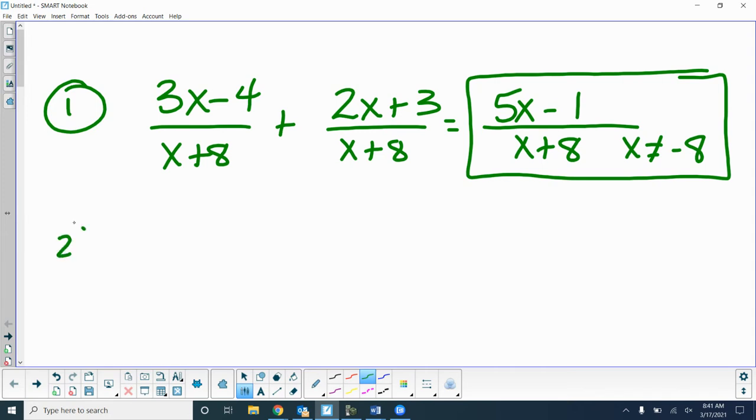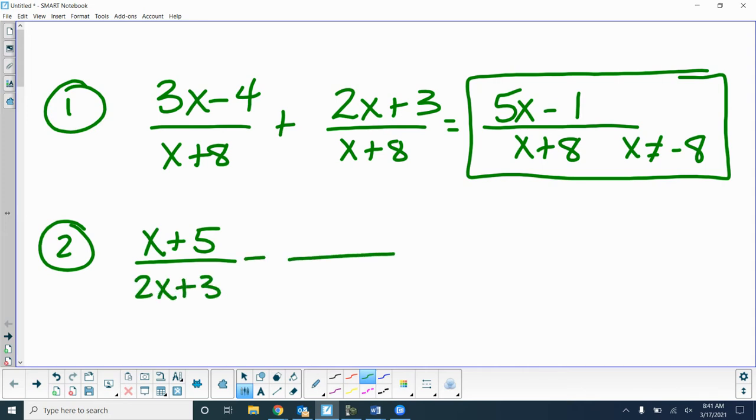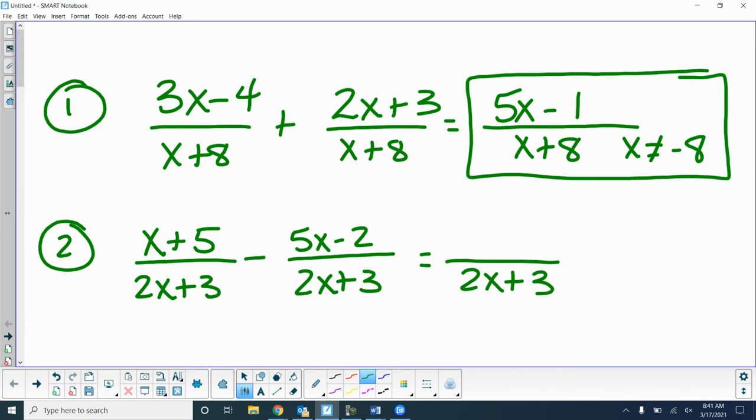All right, number 2. Also, an easy one because we already have the common denominator. So that doesn't change. I just leave it. Then I subtract like terms. So x minus 5x is a negative 4x. And 5 minus a negative 2 is 5 plus 2, which would be 7.